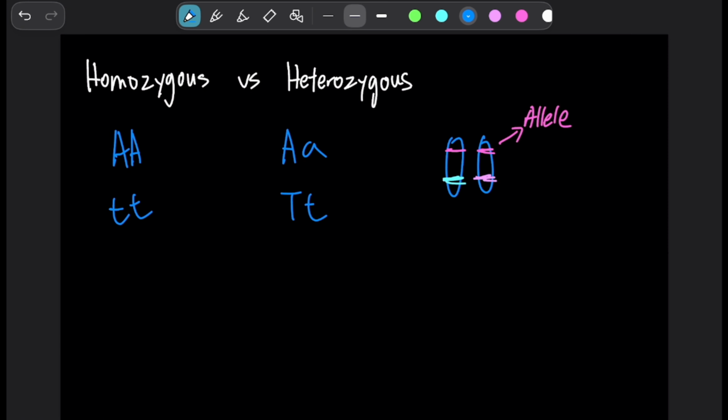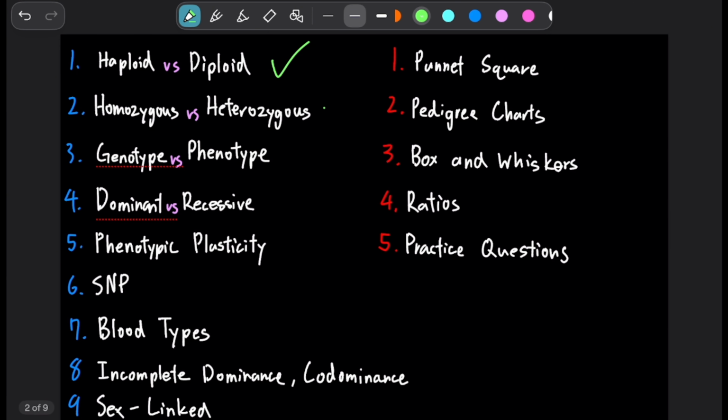Other things that we want to know from this concept include this thing called a carrier. A carrier is when this particular gene has a recessive allele, but it doesn't show. It's not in the phenotype. And we'll get into that in the next section, the next concept.